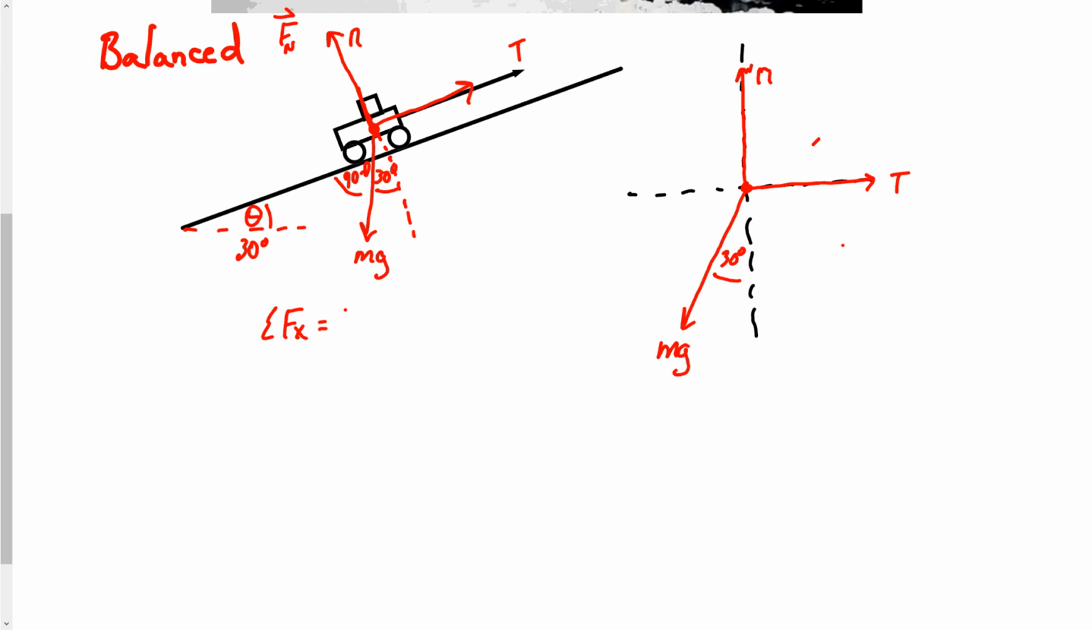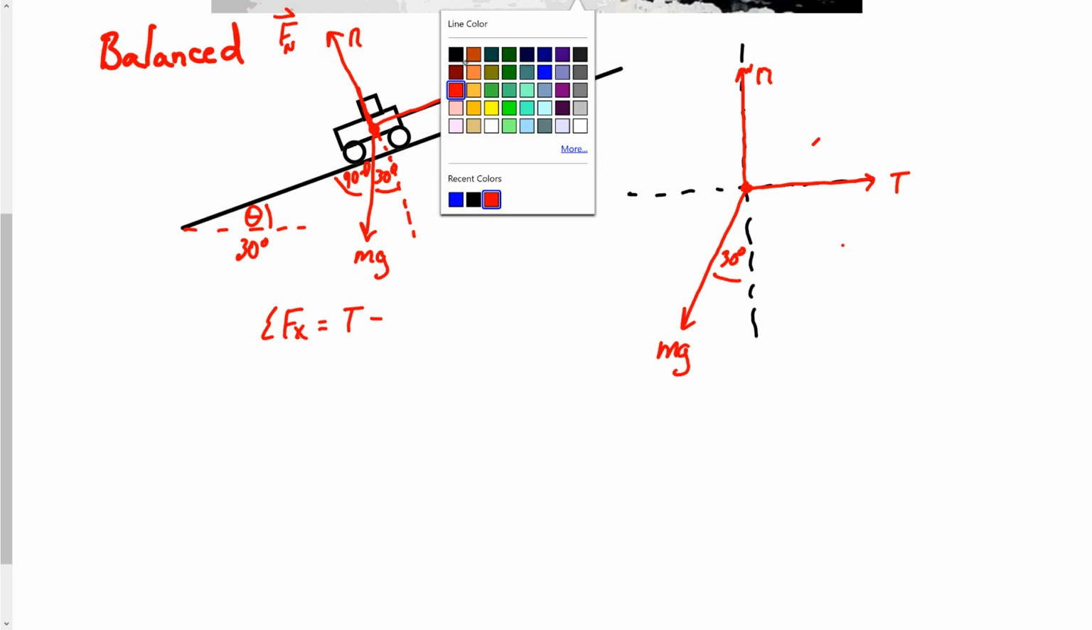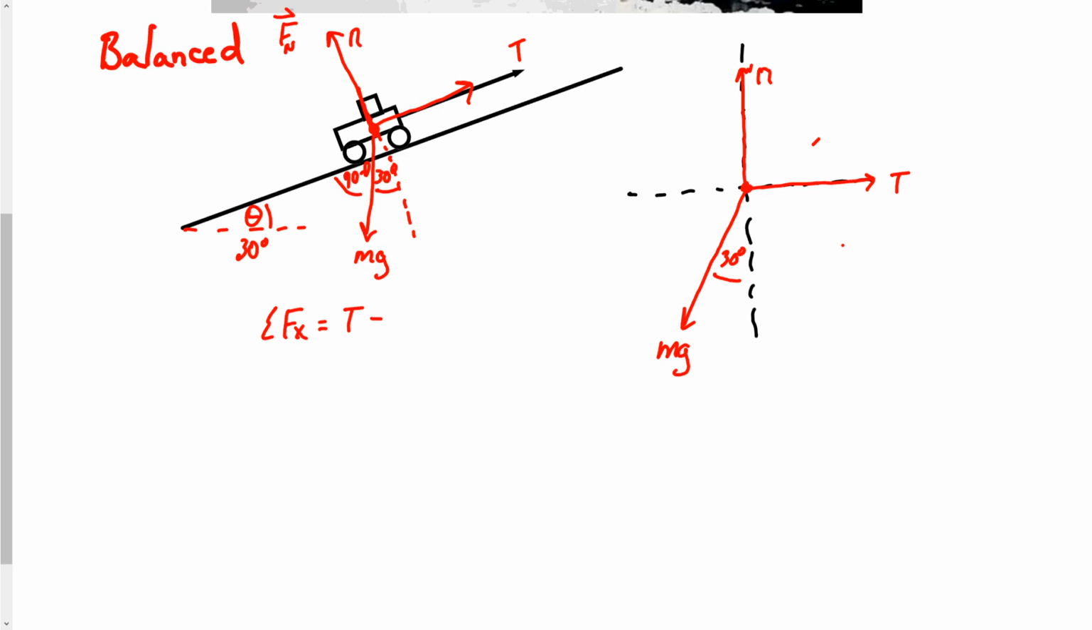So I've got tension to the right minus mg, and now we need to look at which component of this mg is directed in the x direction. We're using an angle off the y-axis, so I'm going to be looking at this opposite side. So T minus mg sine of my angle, and I'm going to set that equal to 0 because this problem said the car is being held.